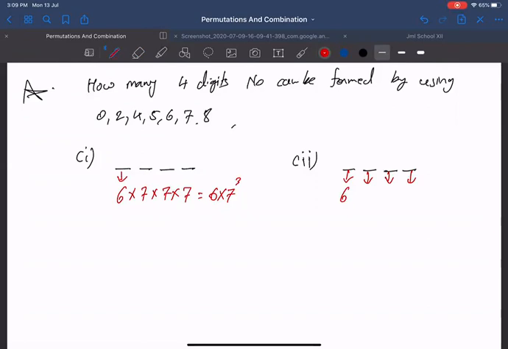Yes, sir. So 6 into 7 here, since 0 can come. Then how many options will remain? 6, sir. Now 0 can come, but the number I've used earlier cannot come here. Suppose I've used 5, then I cannot use 5, but I can use 0. That means the number of options is still 6. And then there are 5, and then 4. Is that understood by everybody? Yes, sir.